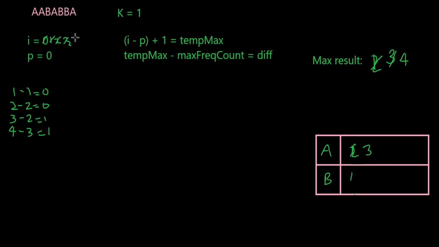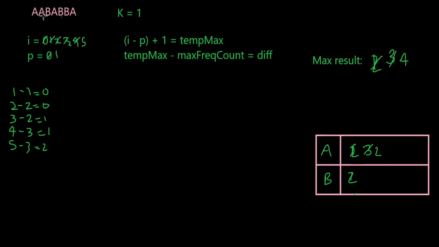Now when i is equal to 4, we're at this B. So now B is 2, and the length of our window becomes 5. 5 minus 3 is 2, which is more than k, so our window is not valid. And so we need to decrement at pointer p, which is A. So we decrement A, get 2, and we increase pointer p. Subsequently, i is going to be increased, so i is going to be 5.